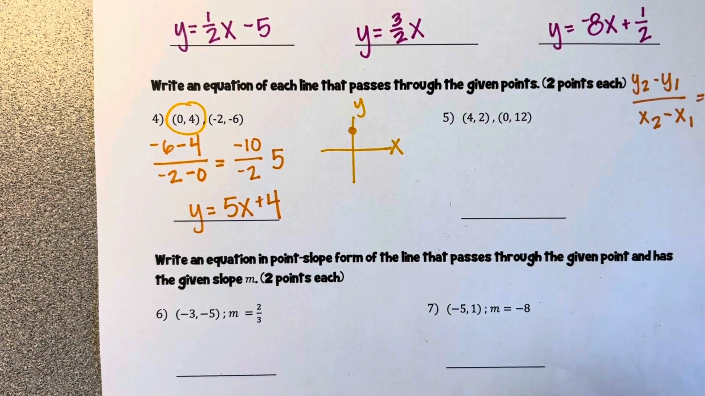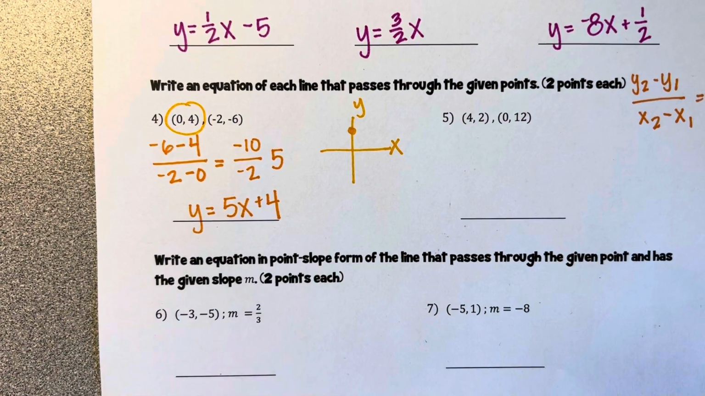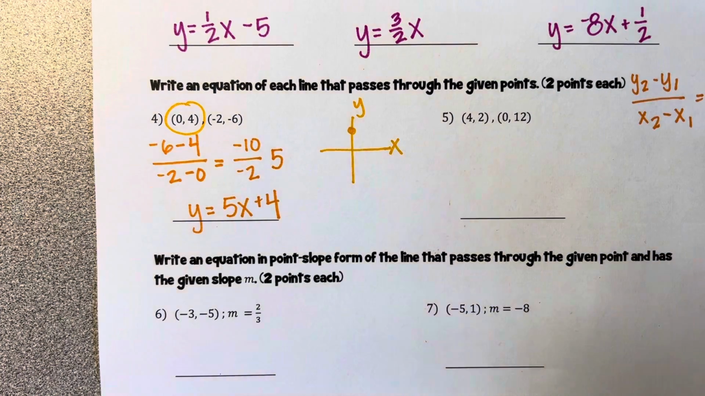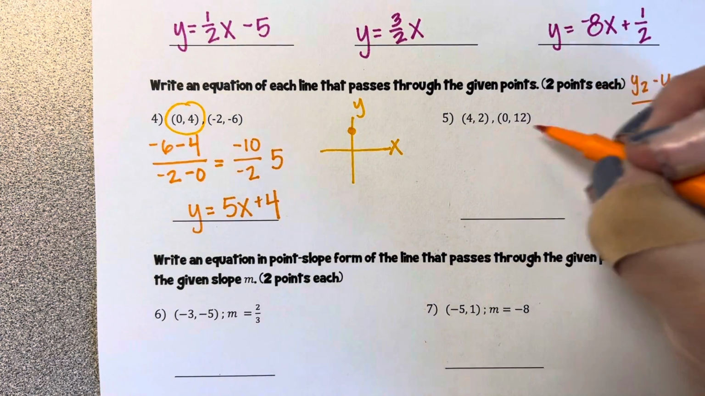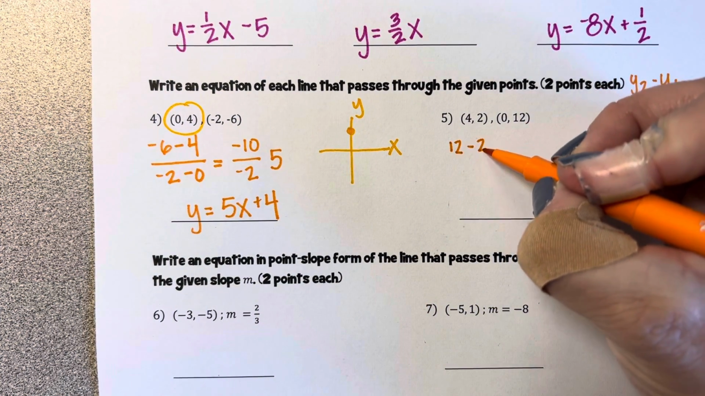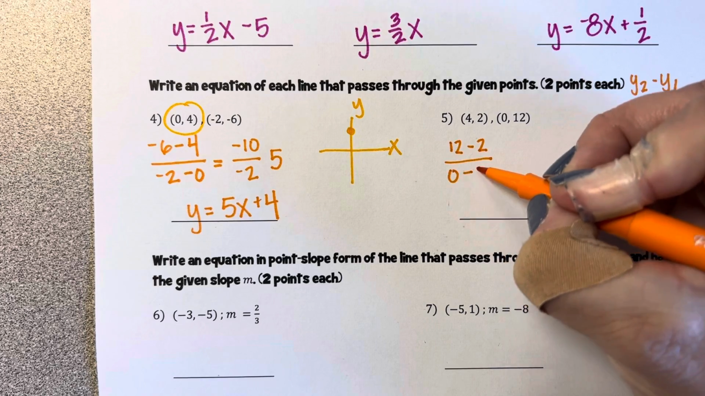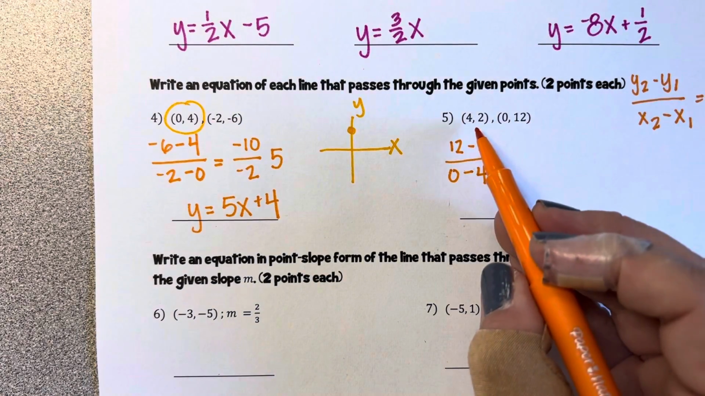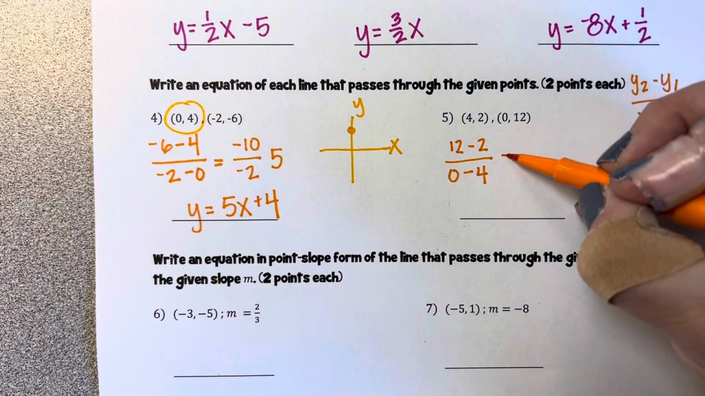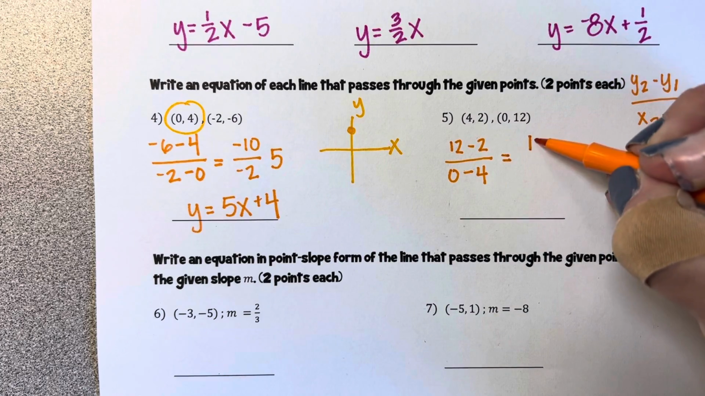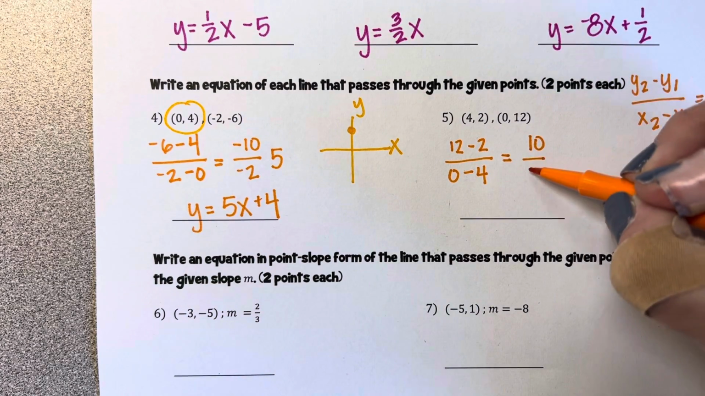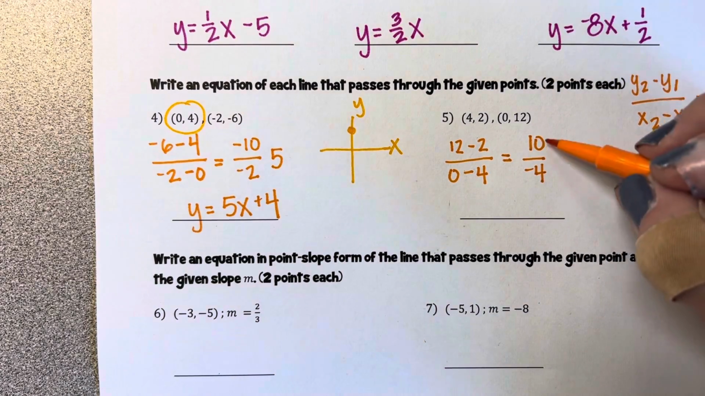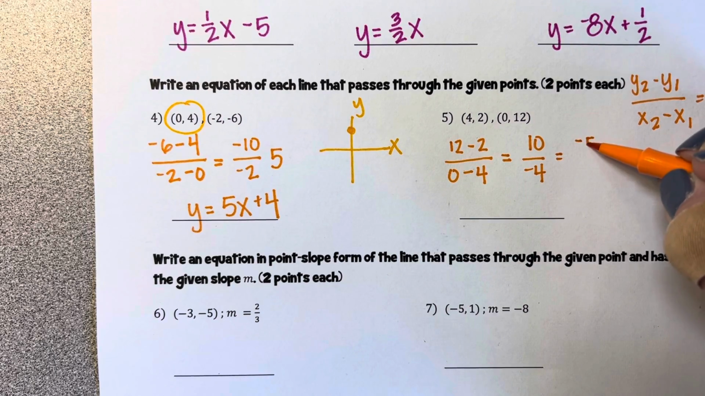Okay, so really all we're doing is finding the slope and then showing that we understand what the y-intercept is. Okay, on the next one, 12 minus 2 over 0 minus 4. y2 minus y1 over x2 minus x1. 12 minus 2 is 10. 0 minus 4 is -4. So we can simplify this to -5/2.